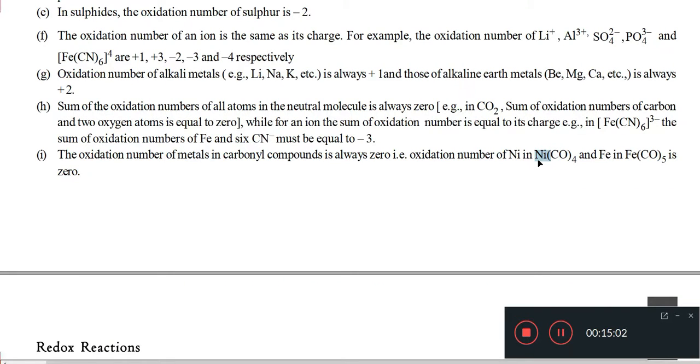So this is a special case. The oxidation number of metals in carbonyl compounds. These two are examples of carbonyl compounds. Oxidation number of metal here is 0.